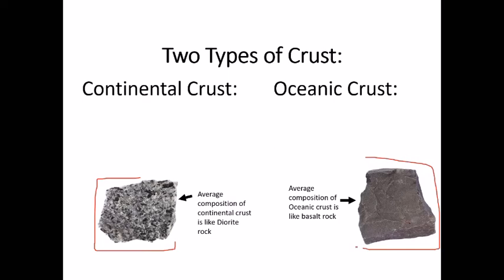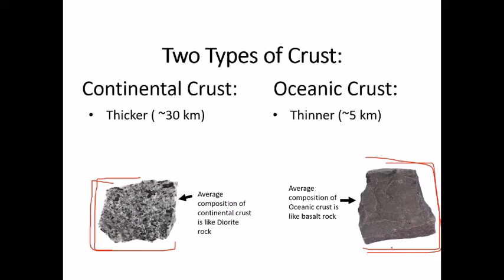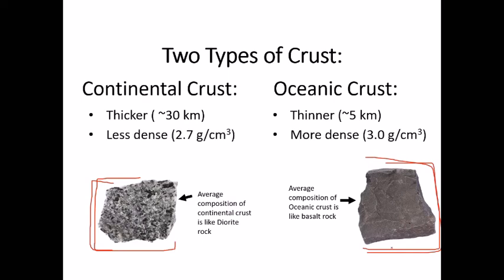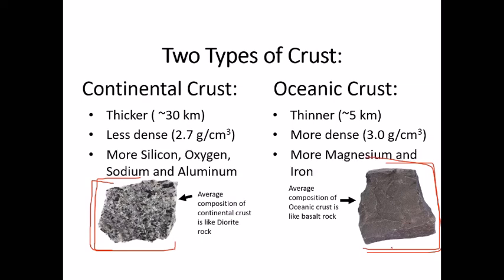Okay, so you'll see that this is kind of like a salt and pepper rock. This is a black rock, and you're going to see why that has implications for later when we talk about igneous rocks. Okay, so remember the continental crust is thicker. It's about 30 kilometers thick, whereas ocean crust is on average only 5. Continental crust is less dense at a mere 2.7 grams per cubic centimeter versus the 3 grams per cubic centimeter of the ocean crust. There is more silicon, oxygen, sodium, and aluminum in the continental crust, and the ocean crust has more magnesium and iron.